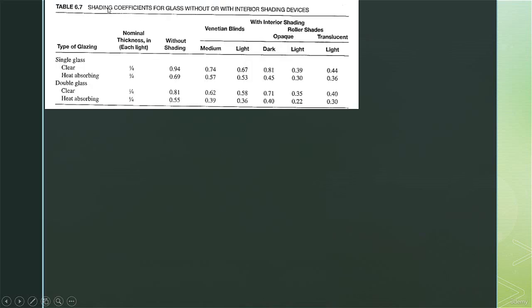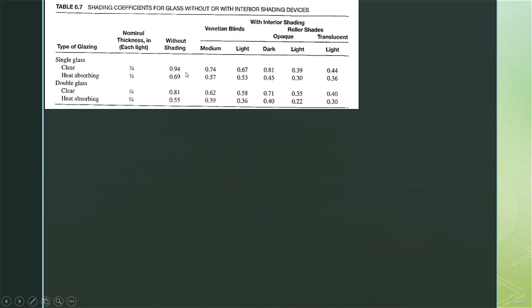As you know, we have internal shade and external shade. Table 6.7 shows the values for internal shades. Here you first select the type of glazing. Let's suppose you use single glass or double glass, and if you use double glass, then we have two types of glass: clear glass and heat absorbing glass, and you select one. This is the nominal thickness of glass. If you do not use shading, then you select the value of SC without shading.